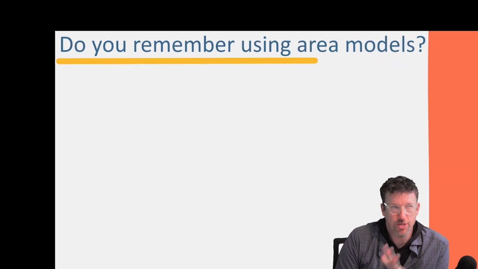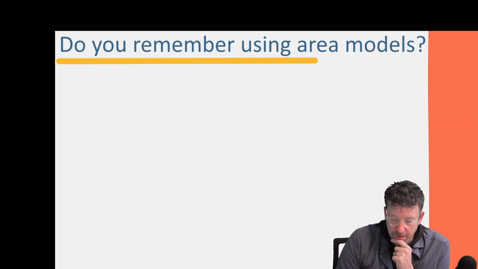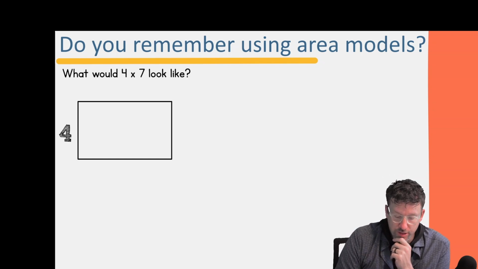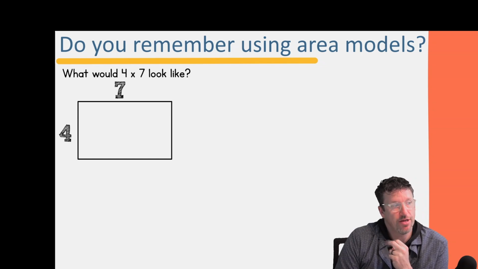All right. Now, do you guys remember using area models? You've probably done this in a previous grade level, but when you use area models, what we're talking about is multiplication. So what would 4 times 7 look like, all right? I need you to understand this before we get to the fractions because we're going to use area models there as well. So what does 4 times 7 look like? Well, we put 4 on one side of the rectangle, the smaller side because it's the smaller number, and we put 7 on the other side.